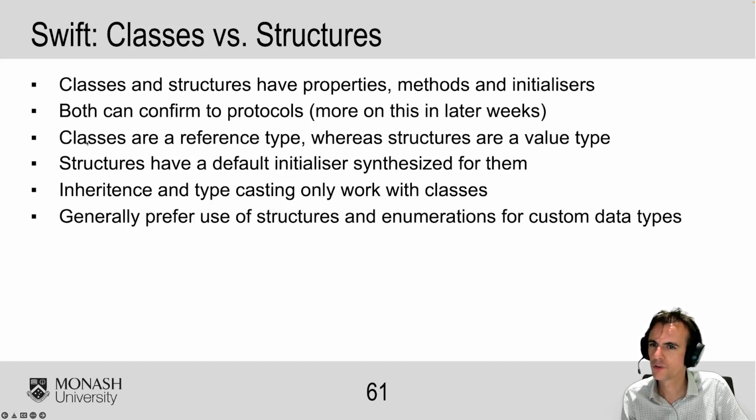Classes are a reference type. If you've got a class instance in a variable and you assign it to another variable, and you change one, they'll both change. That's what a reference type means compared to a value type.